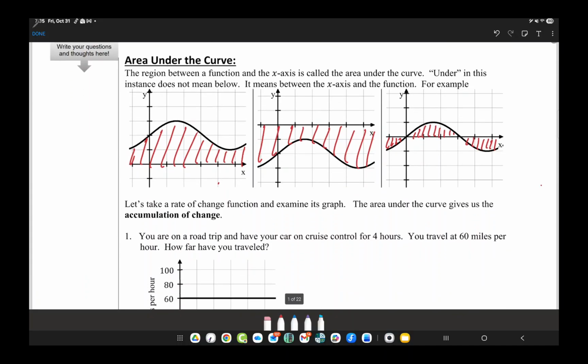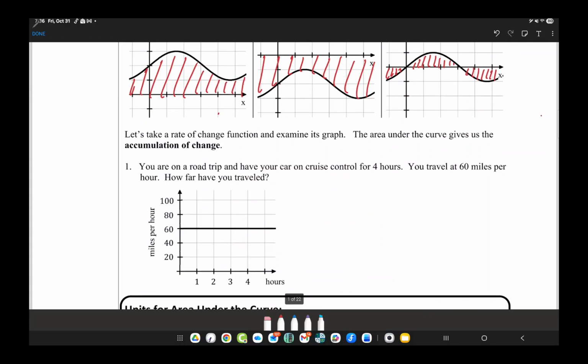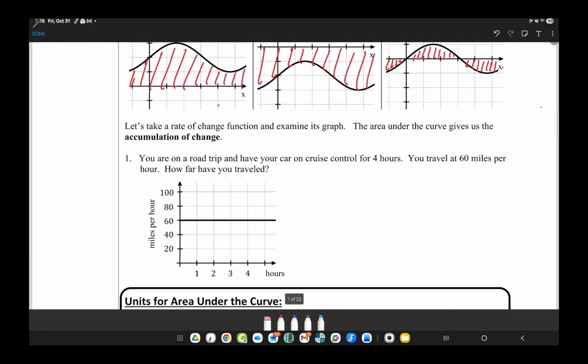Now, the function itself is the rate of change function. The area under the curve gives us the accumulation of that change. For example, you're on a road trip and your car is on cruise control for 4 hours, which means you have nobody else on the road with you because you travel 60 miles an hour. How far have you traveled after those 4 hours? So we are finding the area right here.